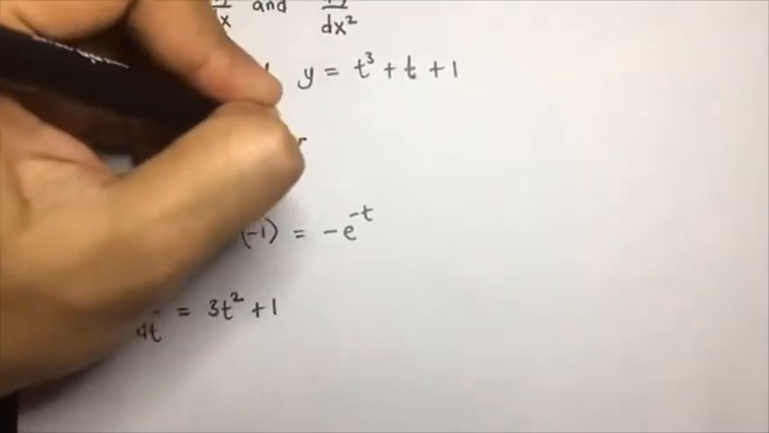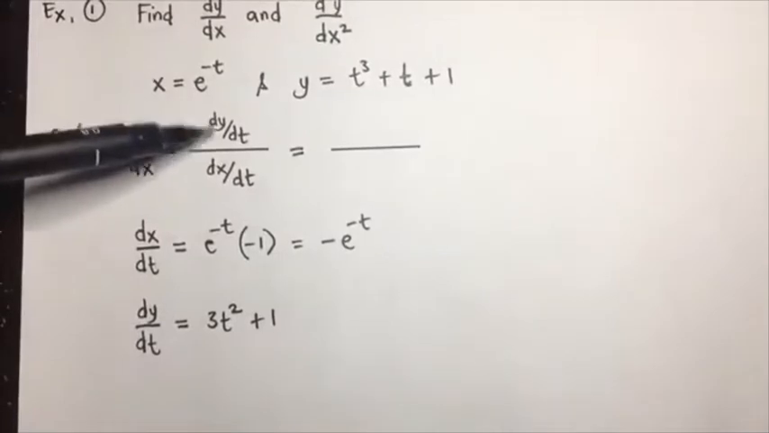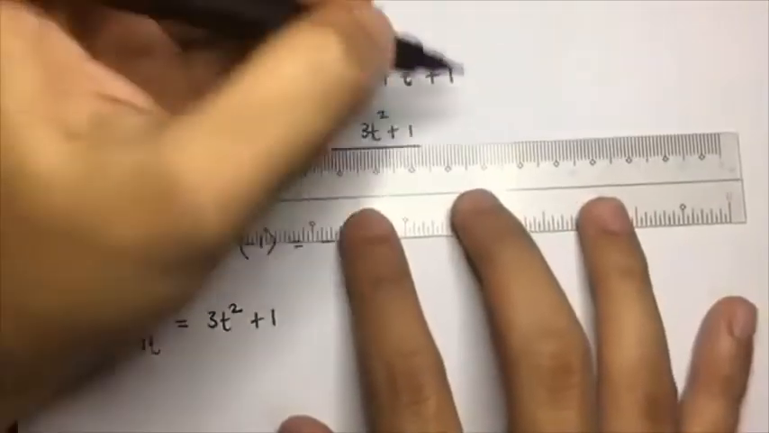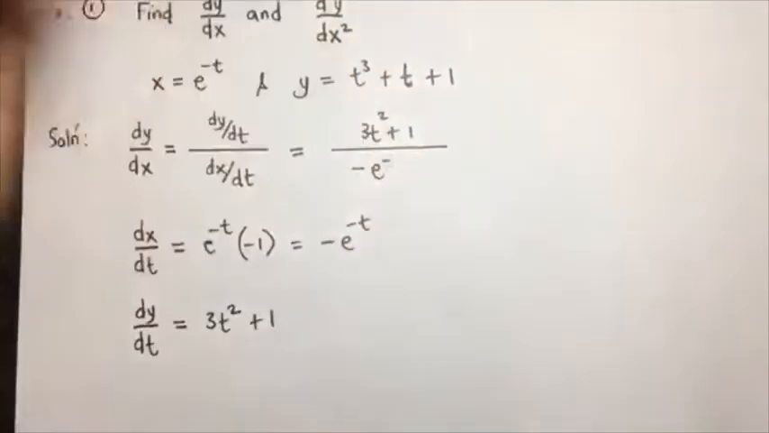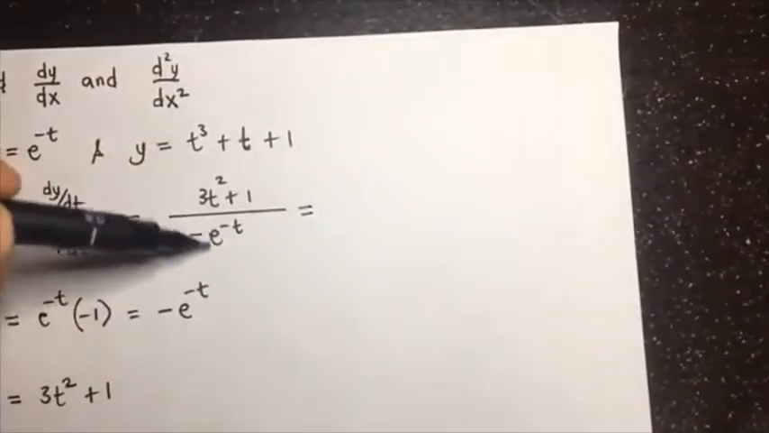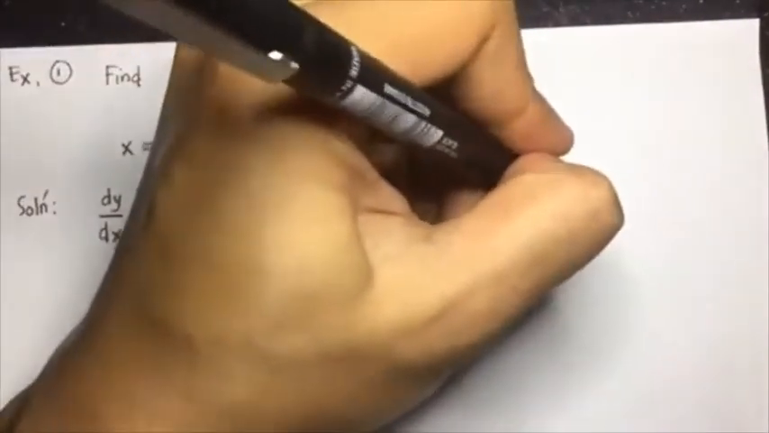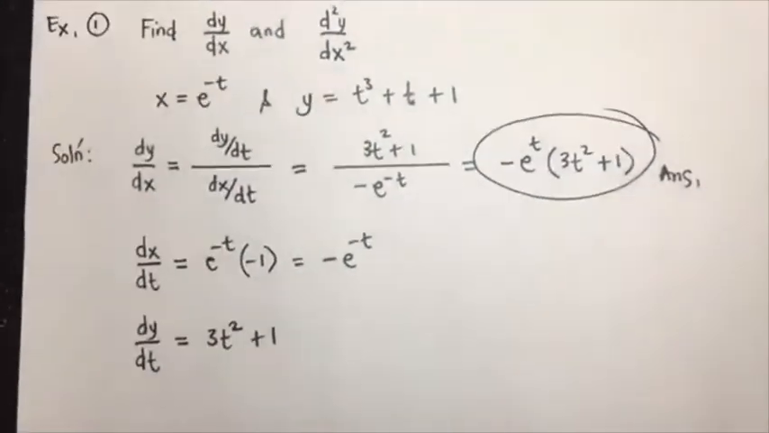So therefore our first derivative, the derivative of y with respect to x, is 3t squared plus 1 over dx over dt, which is negative e raised to the negative t. Okay, so therefore we can simplify this. We can transfer this into the numerator so that we will have a positive exponent. So we can express this as negative e to the t times 3t squared plus 1. Okay, so this is our first derivative.